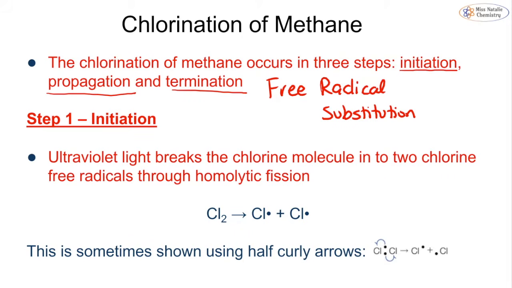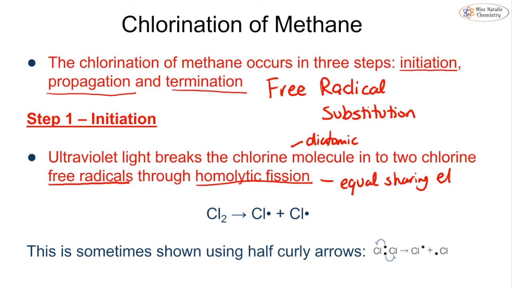So for step 1, the initiation, the part to start it off, is using ultraviolet light in order to break up the chlorine molecule. So we know that chlorine is a diatomic and it exists as Cl2, and ultraviolet light is then used to break that up into 2 chlorine free radicals. And this is done via homolytic fission. And we learned about homolytic fission in topic 4a, where we have an equal sharing of the electrons. So we get 1 electron going from the molecule bond into each individual atom. And we get this free radical.